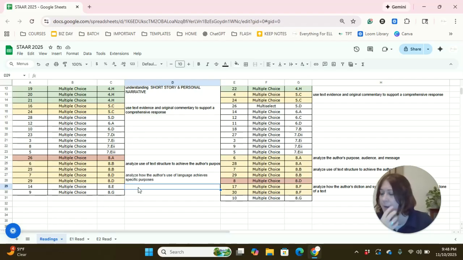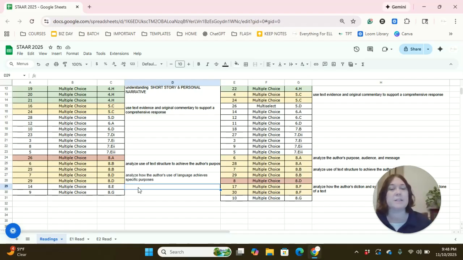I will say for the 8B, like I said, since it was twice on the English 1 and twice on the English 2, that's 6% of the test, which again surprised me because text structure hasn't come up that often in the past. All right, jumping to 8D, I feel like this is one that we have seen in the past and we continue to see: analyzing the author's use of language.